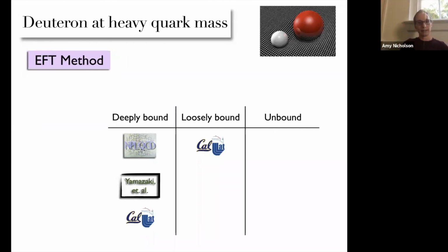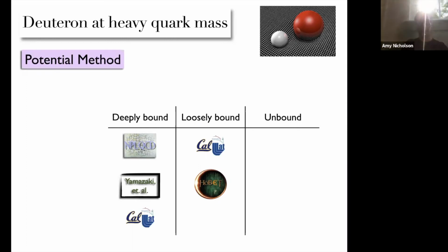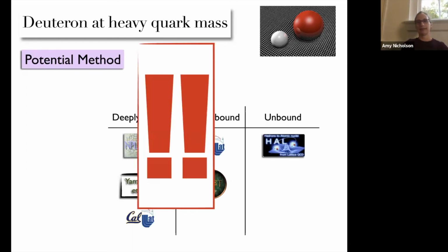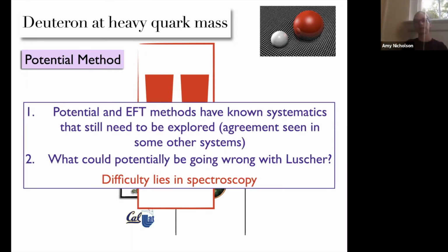This EFT method that I mentioned only found a loosely bound state. And then finally, the potential method found no bound states at all. So this is a disaster. We have different methods that in principle should give us the same results, and they don't even qualitatively agree on the number of bound states in the system at very heavy quark mass. So this is a very important controversy that needs to be resolved before we can do anything more in two nucleon calculations on the lattice.